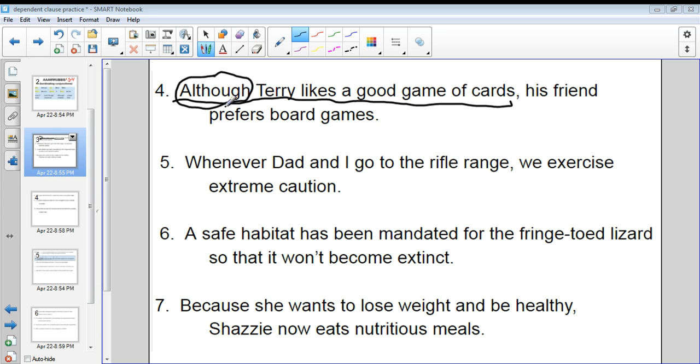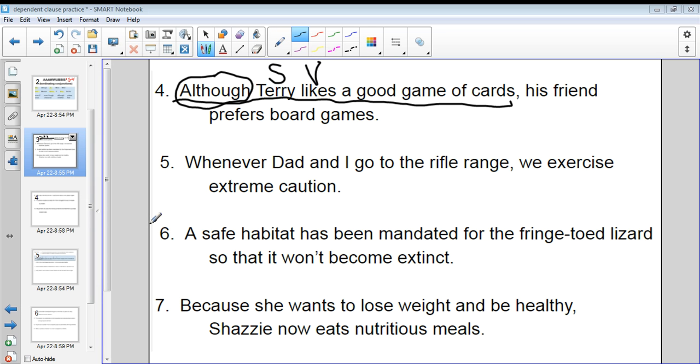So it has to be connected to another complete sentence or independent clause. Now, we do want to double check that this is a dependent clause and not a phrase, so we've got to find a subject and a verb. And I see the subject is Terry, and what does Terry do? Terry likes is my verb.